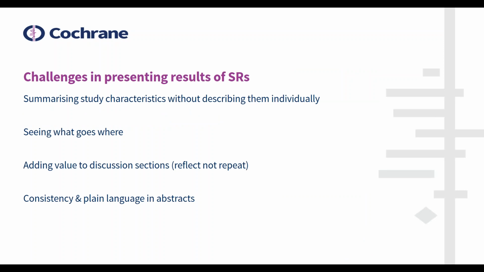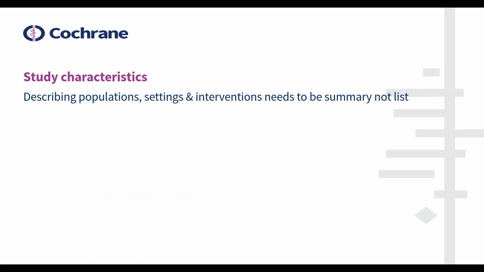Summarizing study characteristics without actually describing them individually is a really tempting thing to do. Sorry, it's an important thing to do, but it's quite tempting to just describe things individually. Seeing what goes where is a real key thing to keep an eye on. Adding value in discussion sections, where it's an opportunity to reflect on what you found and not just repeat it, so giving some context and also some interpretation. And actually striving for consistency and plain language in abstracts as well. It's a really key bit, but I think it's often undervalued when it comes to publishing systematic reviews.